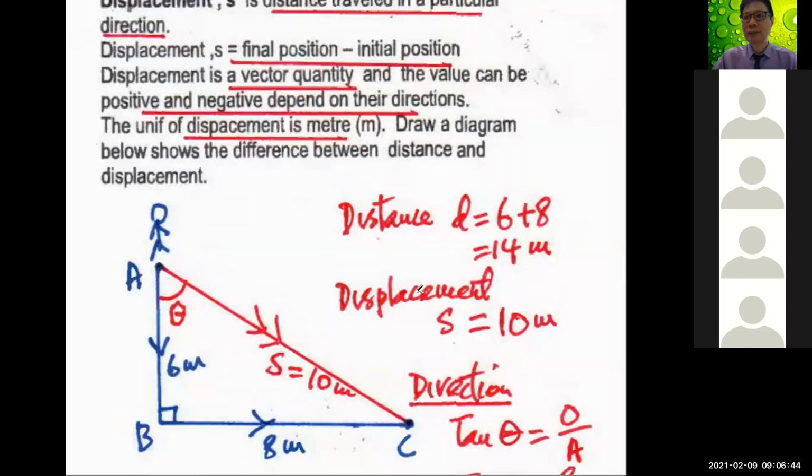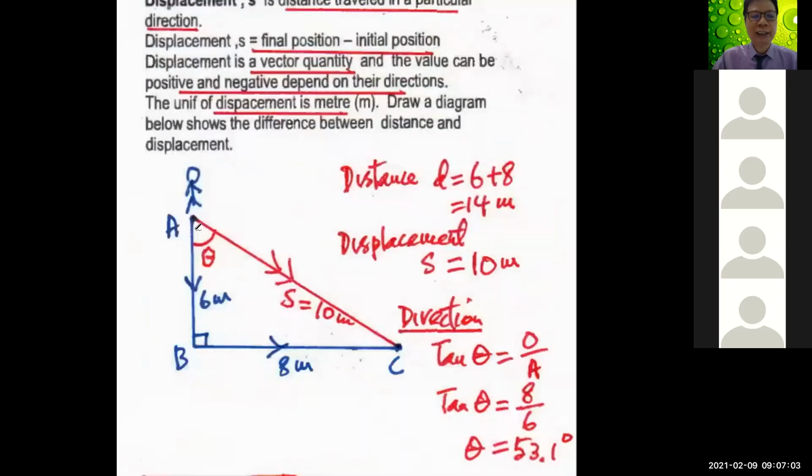For displacement, you take the distance between the starting point and the ending point. You know Pythagoras theorem, 6 and 8, so here it is 10. The displacement is 10 meters. And then the direction? We use tangent to find this angle.